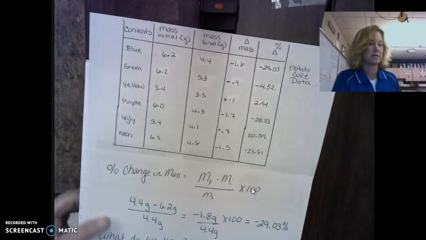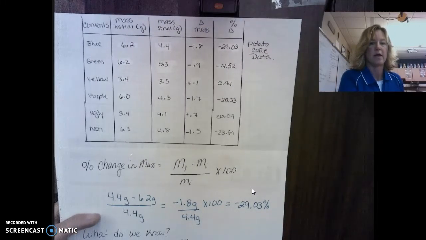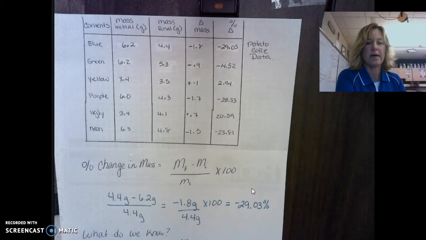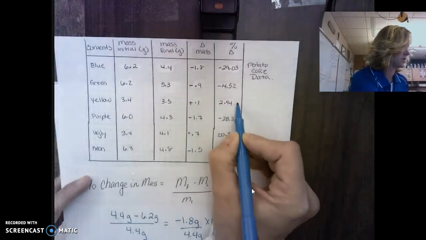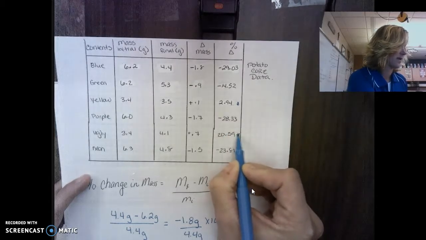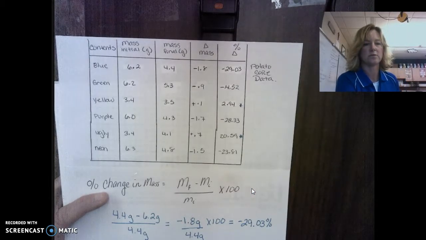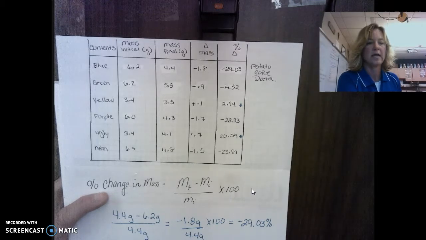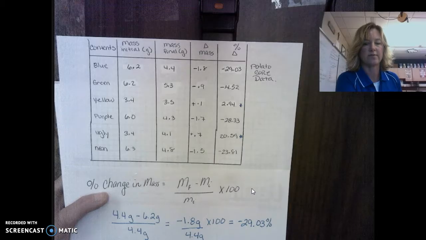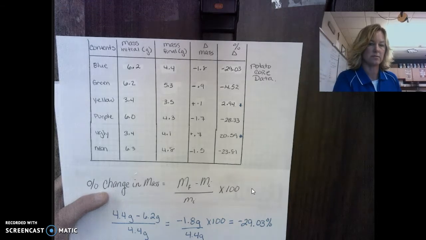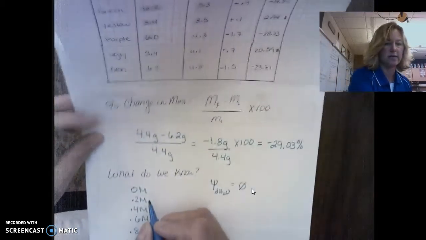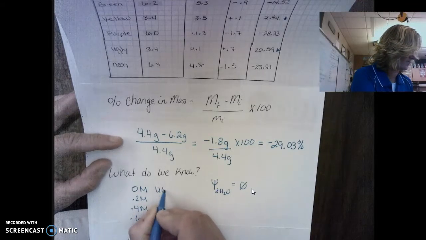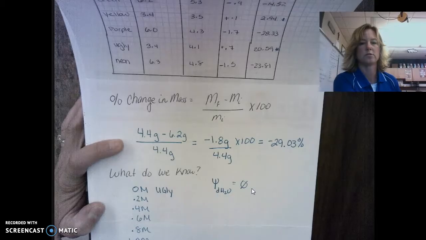All right, so let's go back here and take a look at our data. The one that is going to have the greatest change of mass should fall into that distilled water. If I take a look at the data here, I find that I have 2 items that had a gain in mass. The yellow solution gained 2.94%, and the ugly solution gained 20.59%. The greatest change of mass is what we're going to see with our highest water potential, and that is going to be the ugly. So, according to my data down here, I know that the ugly solution is 0% molar solution.